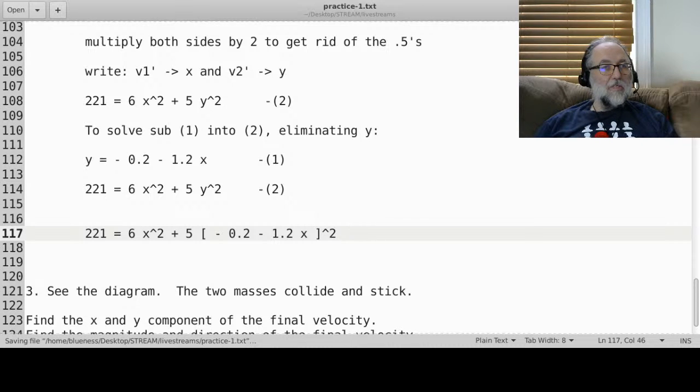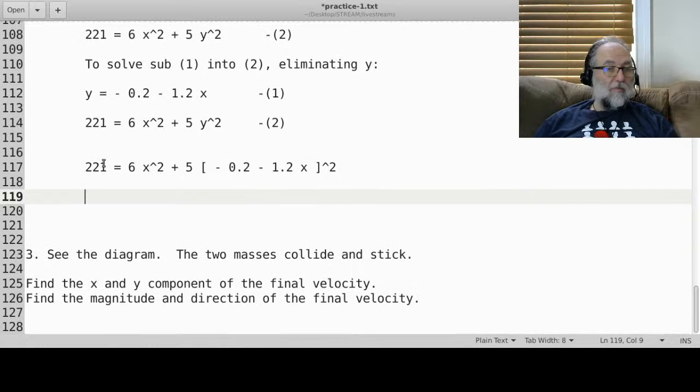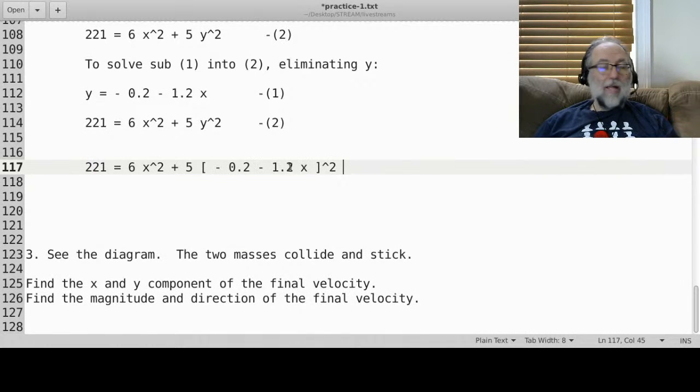Let me see if there's any questions in the chat so far. Oh, people seem to be doing pretty good. All right, so now what? Well, the rest is solving for x. But you could see exactly what's going to happen. X is going to be a quadratic, okay?